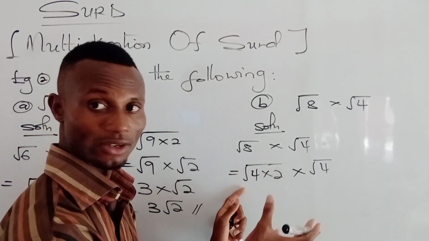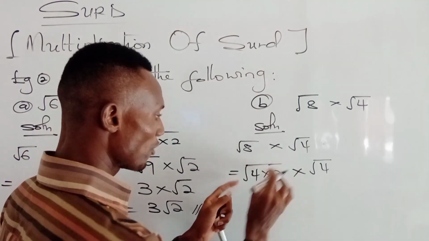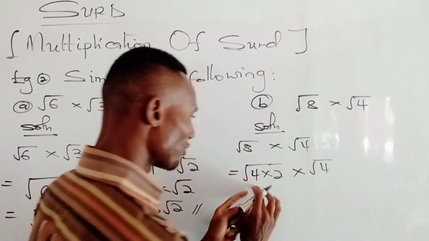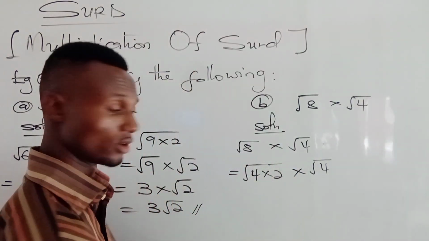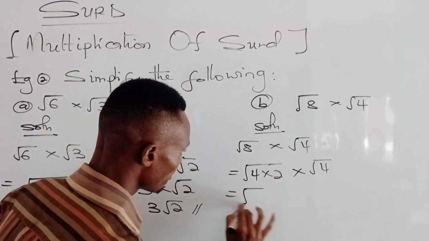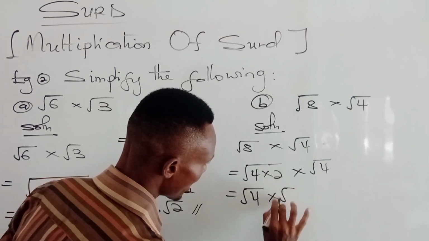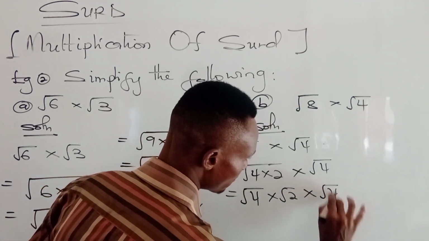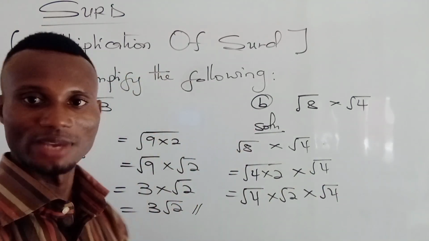Just as we did, the square root affects everything down here. So we are going to write it as square root of 4 times square root of 2. Then you bring your times, which is here, then bring your square root of 4, which is here. I hope you agree with me up to this point.